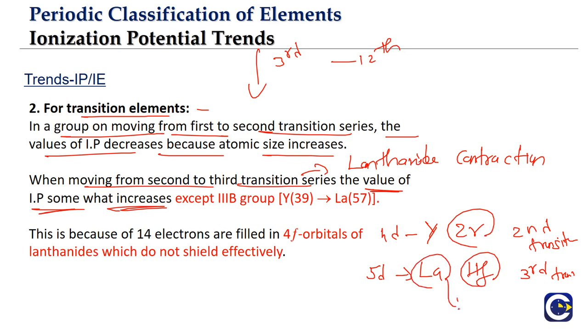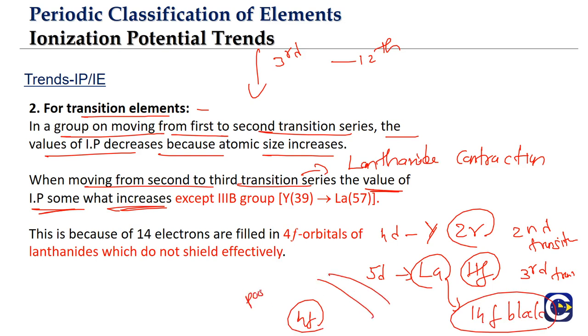after lanthanum, we will get 14 f-block elements. This is where we are filling electrons into the 4f level. The 4f level has a poor shielding effect. This is what we will call the lanthanide contraction region. So the 14 electrons that we are entering into 4f will not be able to shield that properly. So the outermost electrons will come under more influence of the nucleus. So when you compare the ionization energies of zirconium and hafnium, instead of decreasing, they will be slightly increasing.